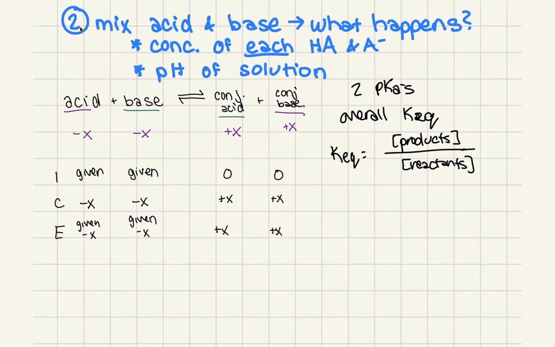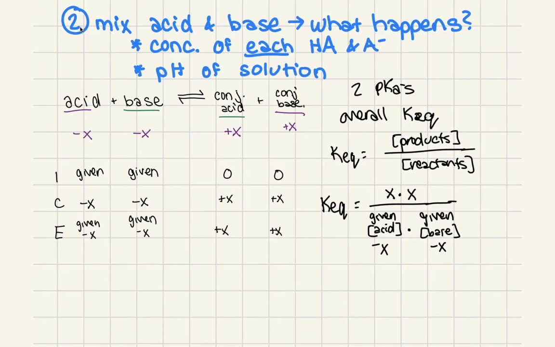And so in this case, what it's going to be equal to is our KEQ. It's going to be equal to our products. So we have the X from our conjugate acid times the X from our conjugate base over our reactants. And so we're going to have our given acid concentration minus X times our given base concentration minus X. And this is going to be our KEQ equation.